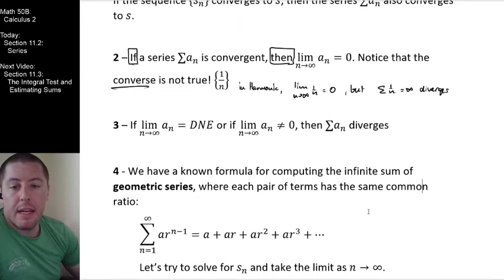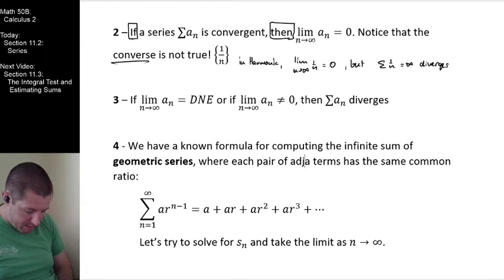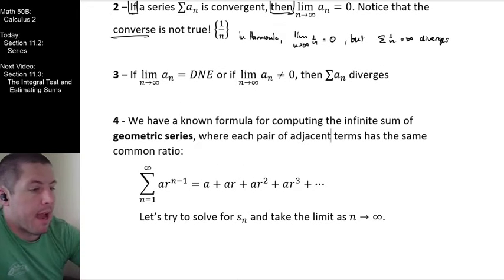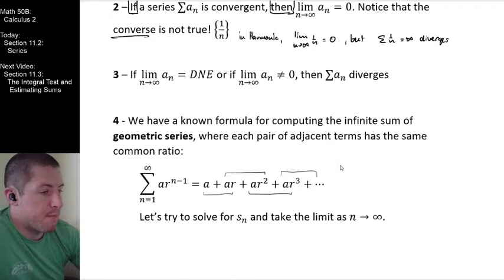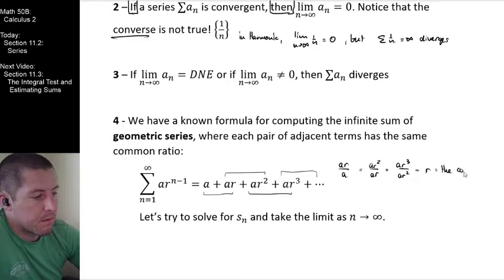All right. In any geometric series, every pair of adjacent terms has the same common ratio. What I mean by common ratio is, if we take these two adjacent terms, and then these two, and then these two, we can divide them all and we just keep on getting the same thing: AR over A versus AR squared over AR versus AR cubed over AR squared. All those are equal to R, the common ratio.